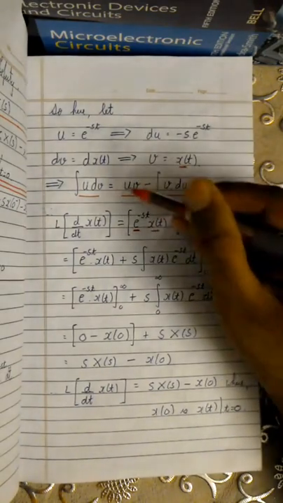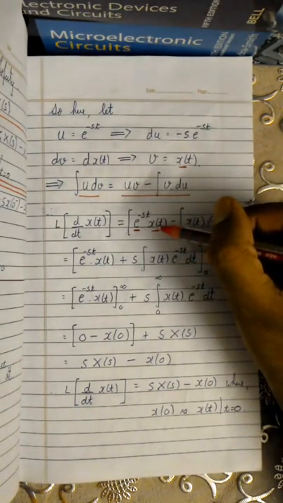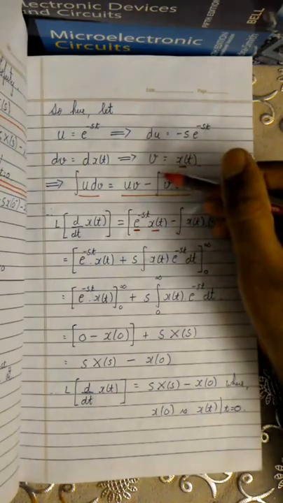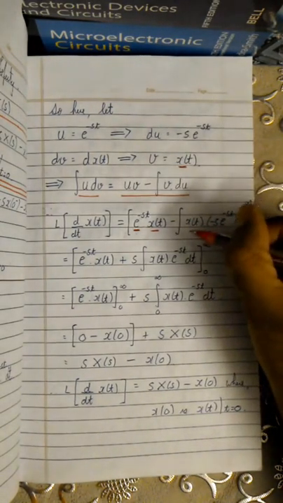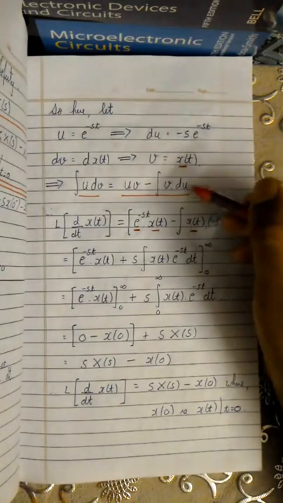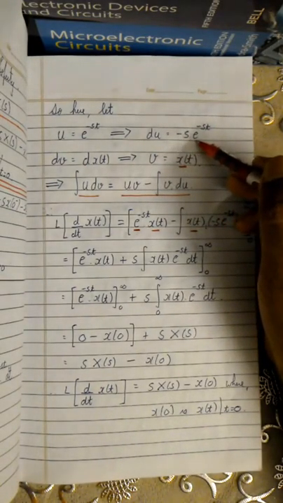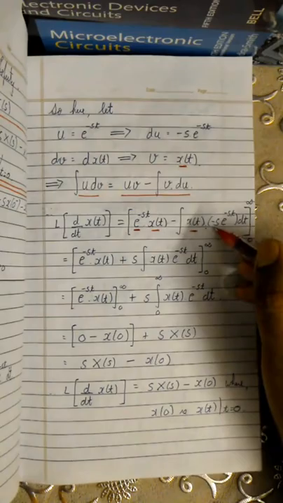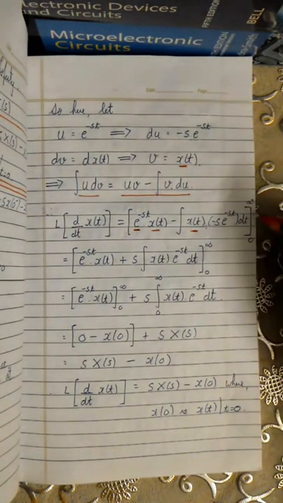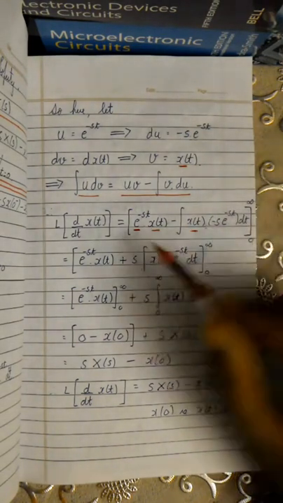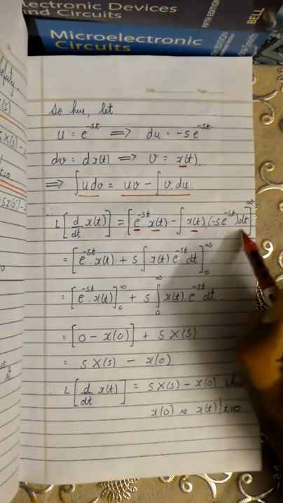So x of t is uv. So e raised to minus st x of t minus integral. My v is x of t, so x of t into, and my du is minus s into e raised to minus st, so minus s e raised to minus st dt. The limit is from 0 to infinity. See, this is uv minus integral v into du.